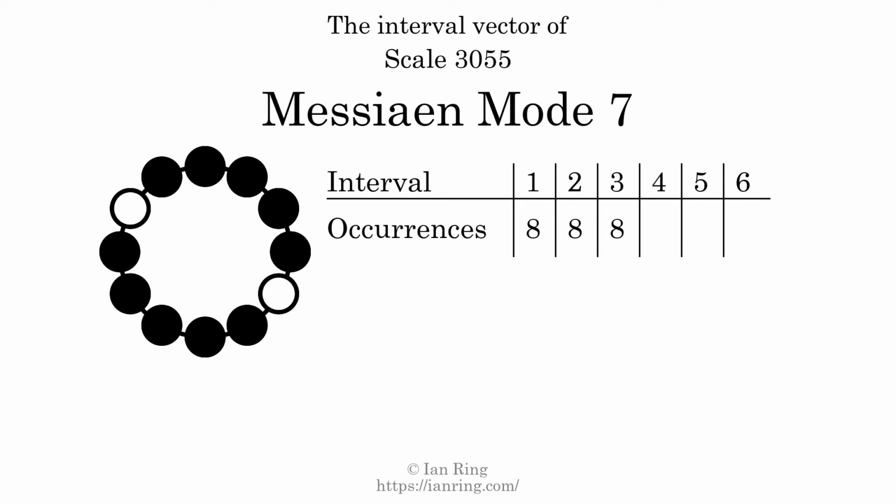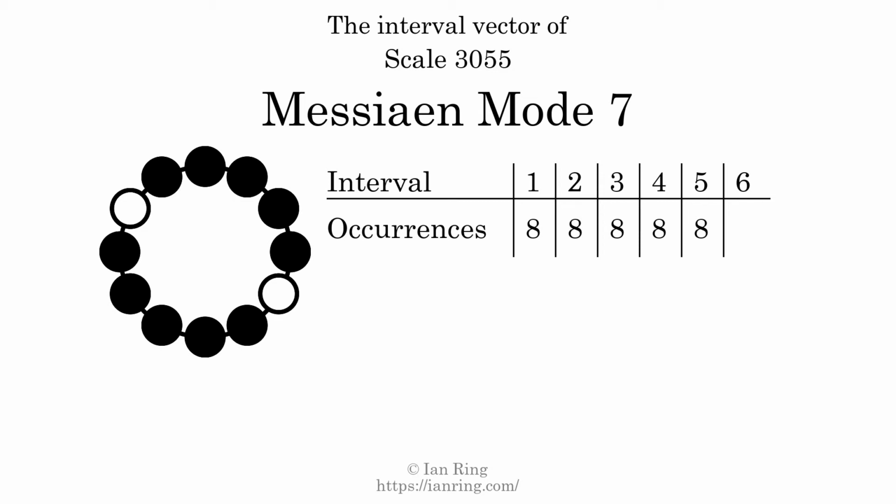There are 8 intervals with the size of 3 semitones. They are here, here, here, here, here, here, here, and here. There are 8 intervals with the size of 4 semitones. They are here, here, here, here, here, here, here, and here.